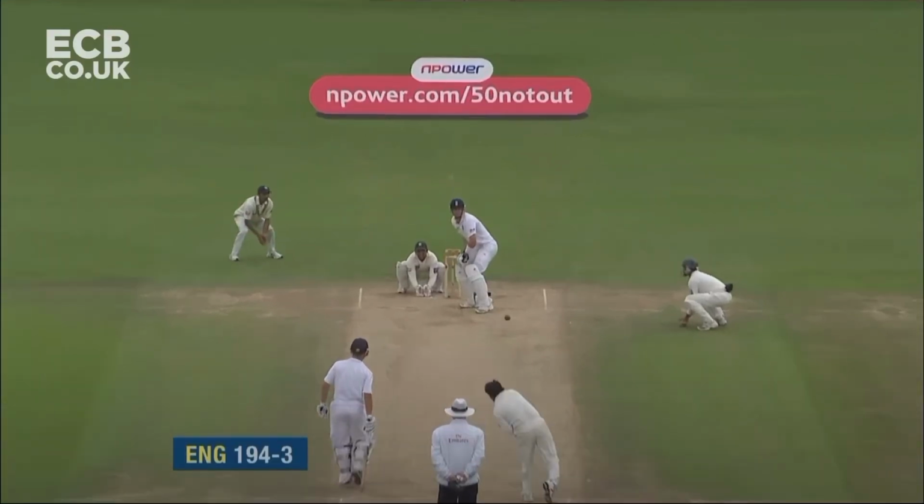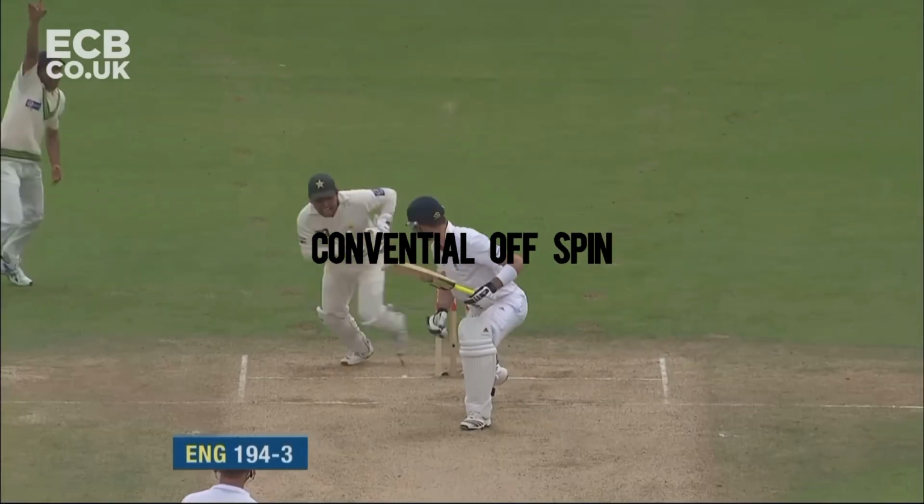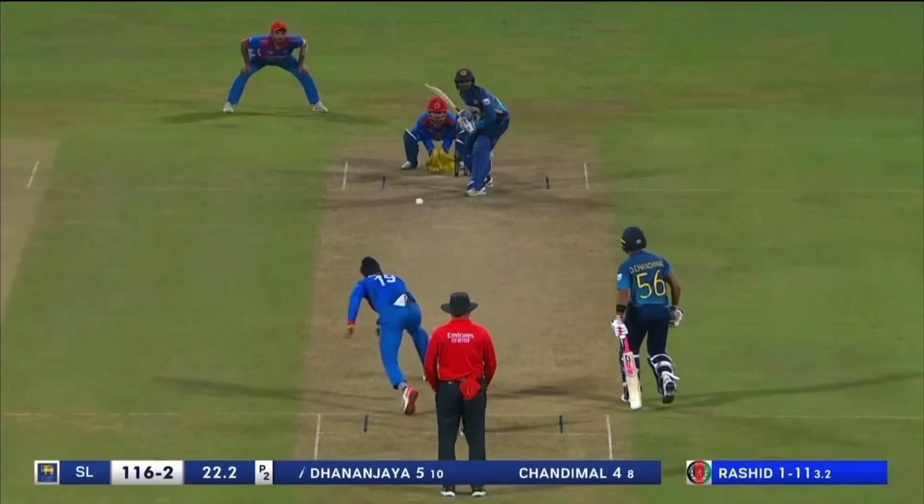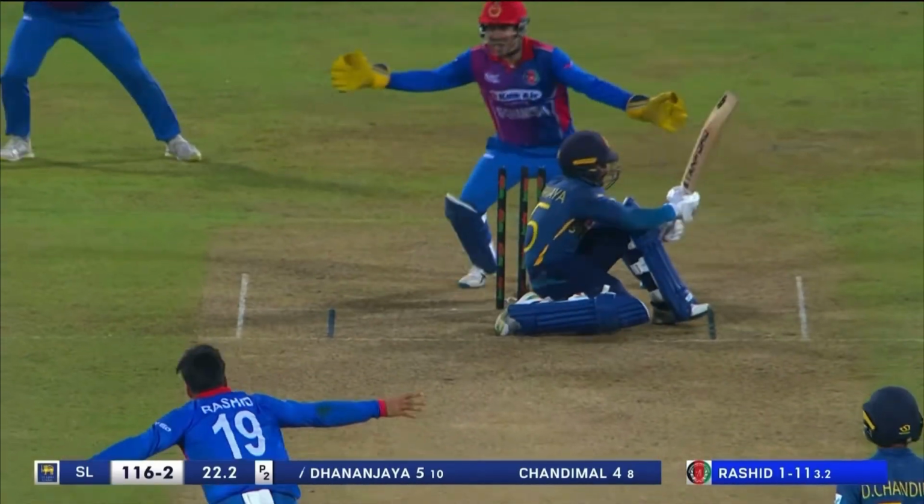If a right-handed bowler bowls with his seam pointed towards the batsman, the ball turns into the right-handed batsman. This is known as conventional off-spin. However, if a right-handed bowler bowls with his seam facing away from the batsman, the ball turns away from a right-handed batsman. This is called leg spin.